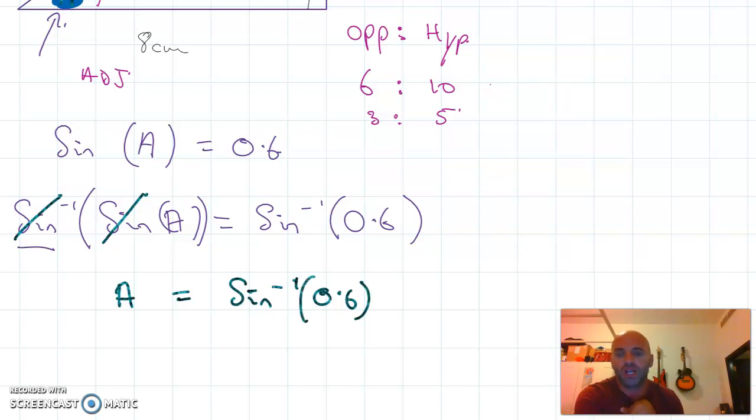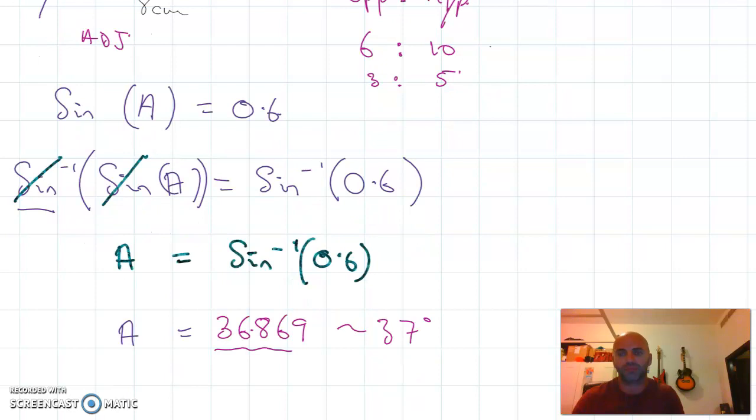Now, on your calculator, you'll find the sine inverse directly over the sine button, the second function, generally speaking. So if you take the sine inverse of 0.6, then that works out to be 36.86989, or approximately 37 degrees. Okay? So this tells us that the angle A is 37 degrees approximately.